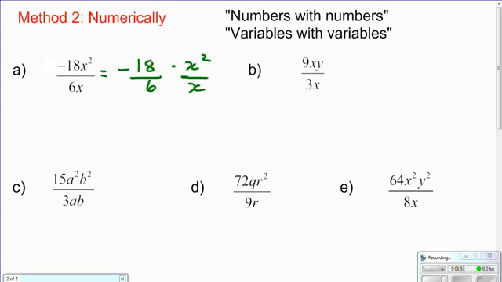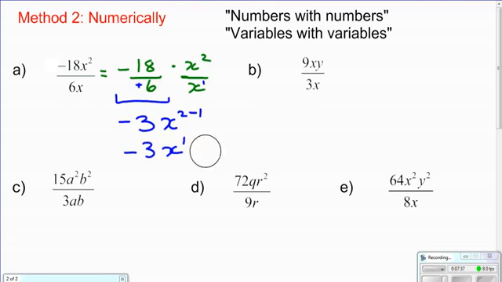Okay, so if we solve this, we have negative divided by positive, which is going to give us negative. 18 divided by 6 gives us negative 3. X squared divided by x to the power of 1. Keep in mind, you can either do cross-out method, so you could have x times x, or we can use our exponent laws and think x to the power of 2 take away 1, so we get negative 3x to the power of 1, so just negative 3x.